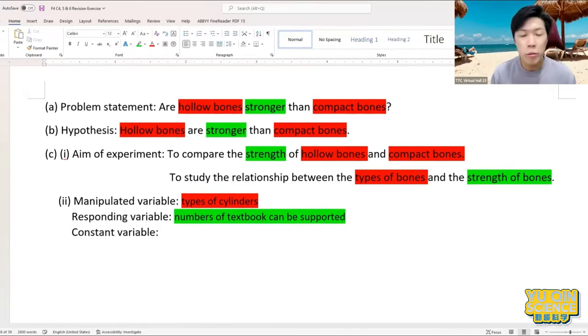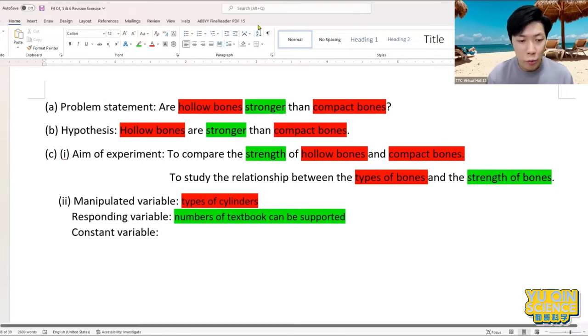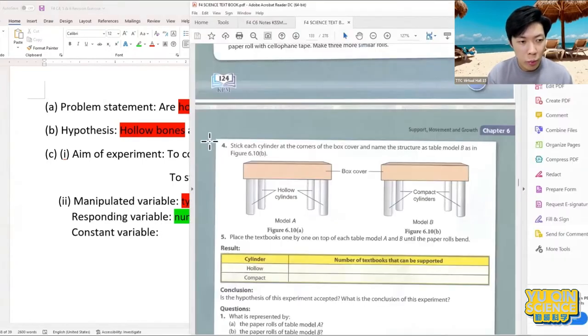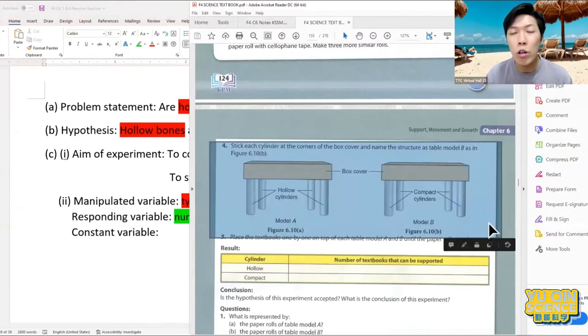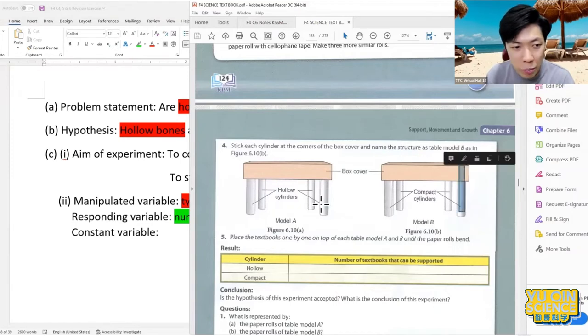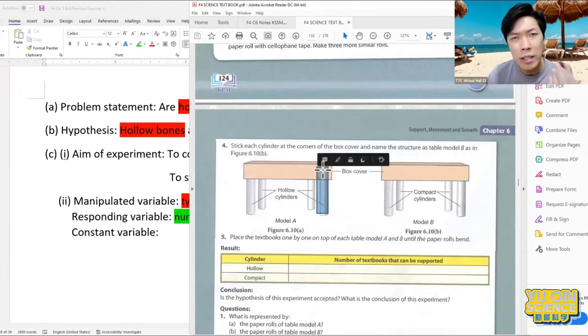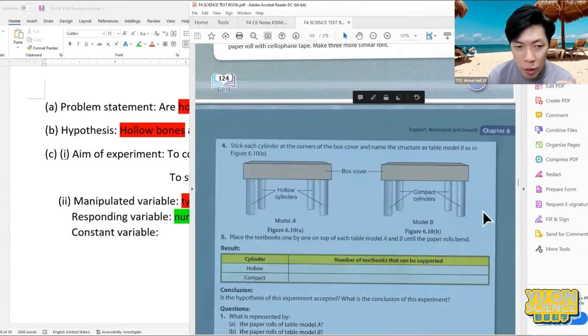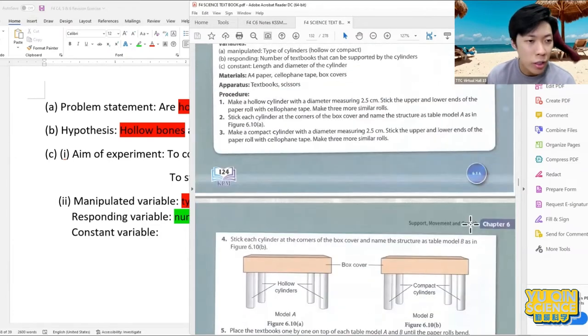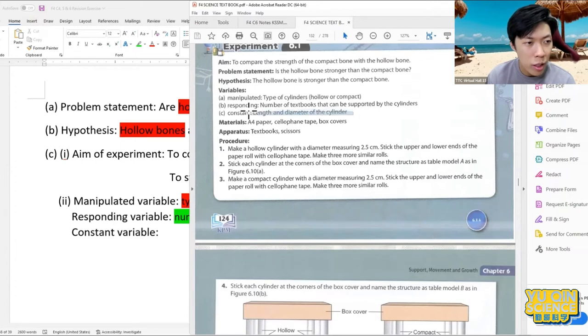Okay, constant variables must be things that are fixed. If we refer back to your original experiment, no matter which one, compact or hollow, things will be fixed. There are two. Number one, do you see that their height is the same? Same height? Because the taller it is, the less stable it is, so it doesn't withstand as much. That is from the textbook. The second thing is how wide the cylinder is, the diameter of the cylinder. Even that is what your textbook says. See? There you go. Length and diameter.